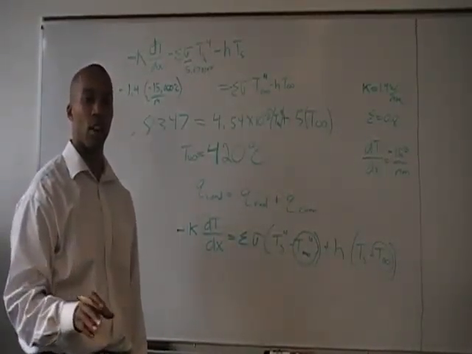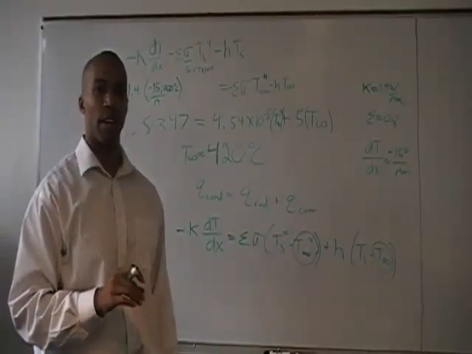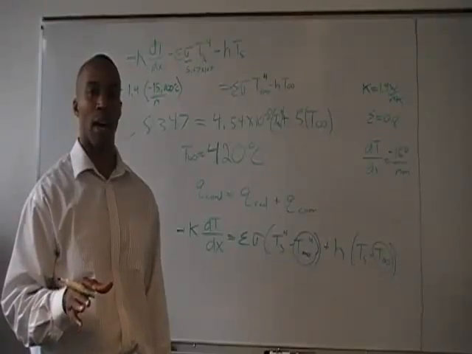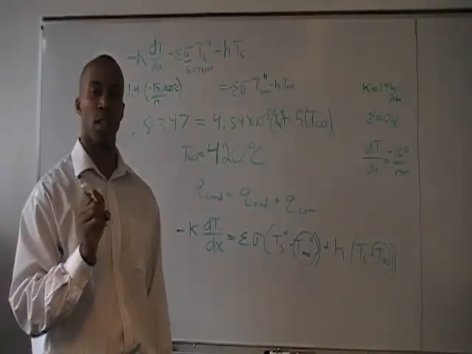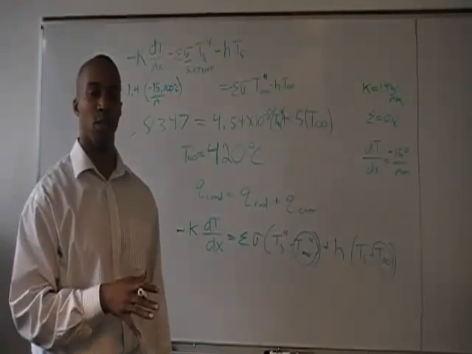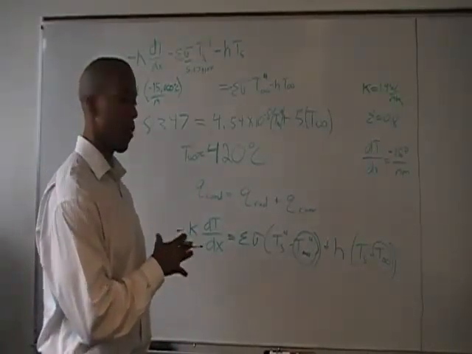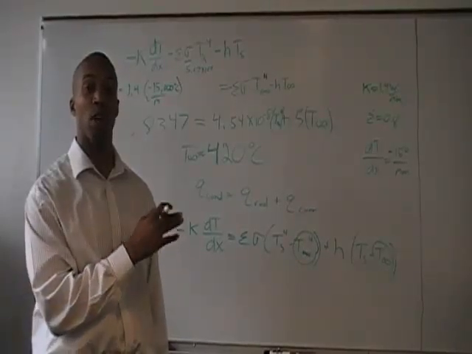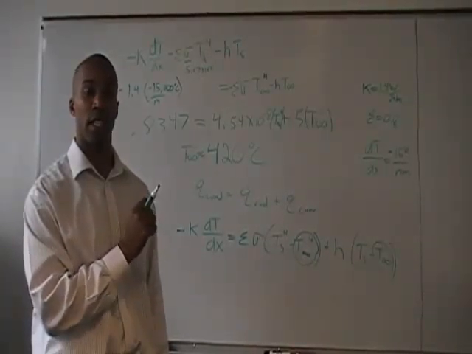So the important things here are that whenever you're considering radiation in combination with convection, be careful about the units. You need to use Kelvin whenever you do your radiation problems. And one of the things that complicates a radiation problem is the fact that you often have to do trial and error solutions in order to get your temperature.